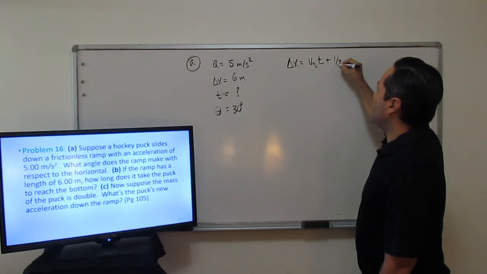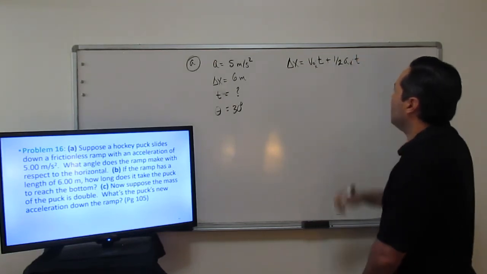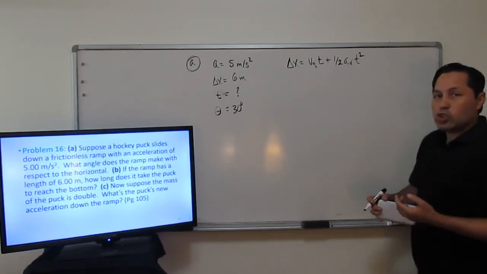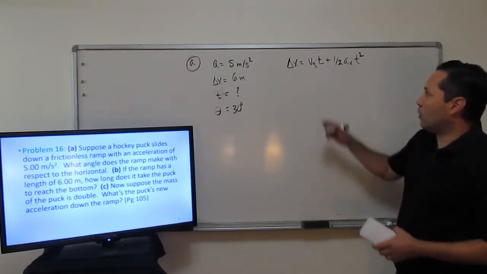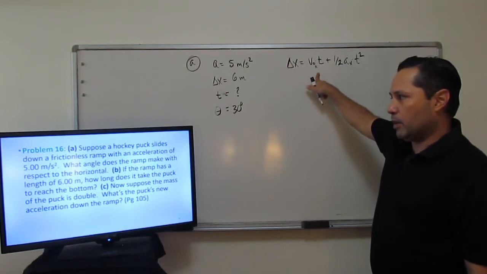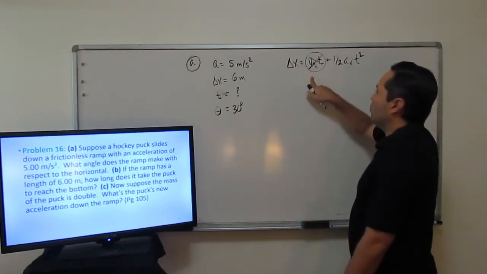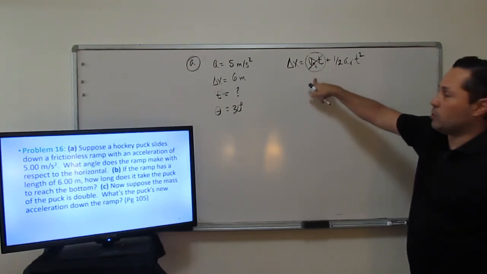Plus 1/2 acceleration times time squared. Alright, so they want to know again the time. So just like the previous problem, we're going to go ahead and be solving for that. We're going to say that the puck starts from rest, so therefore that is a 0. 0 times time is just 0.